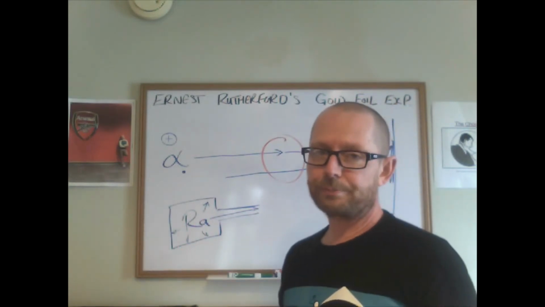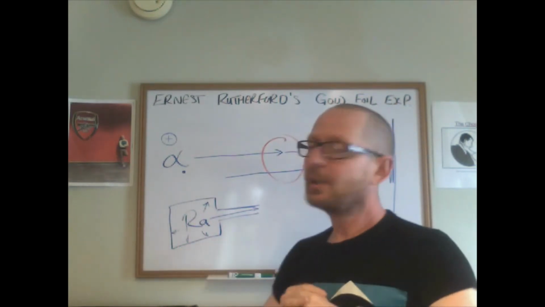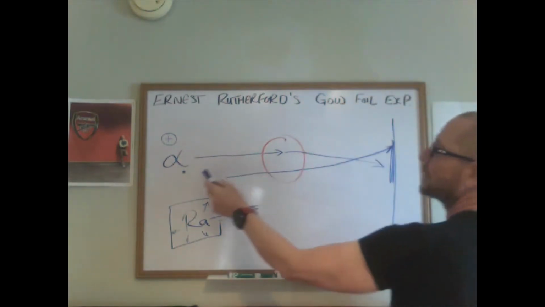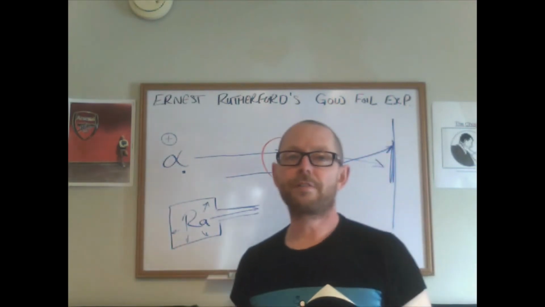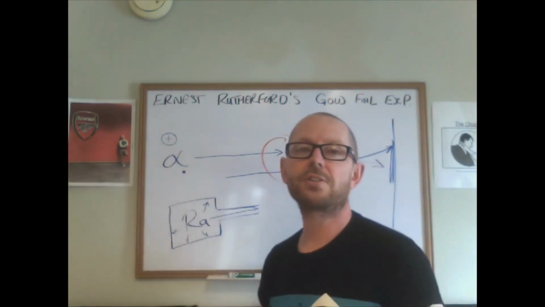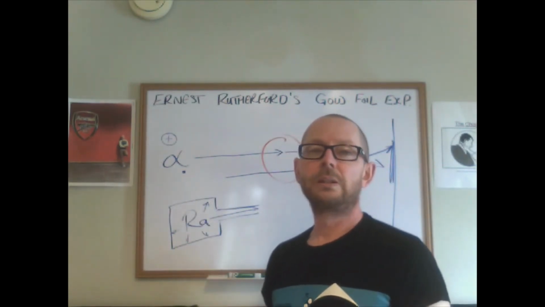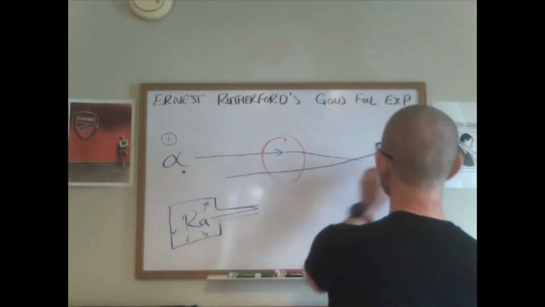What actually happens? Well, we don't see a large unfocused blur at the very end on the zinc sulfide scintillating detector. We don't see it at all. In fact, what we see is we see a dot, we see another dot.